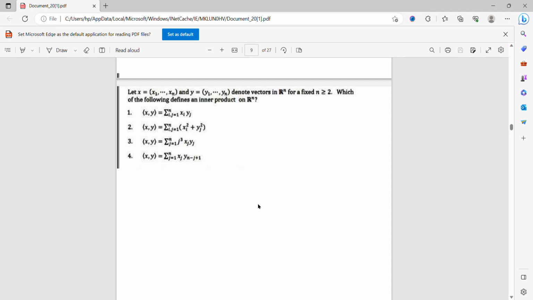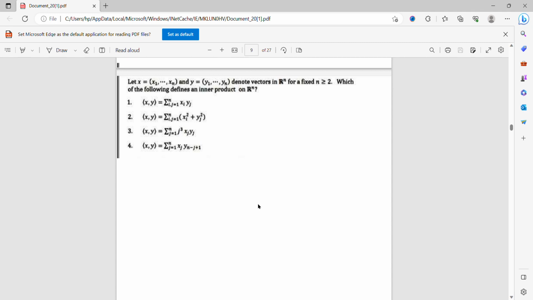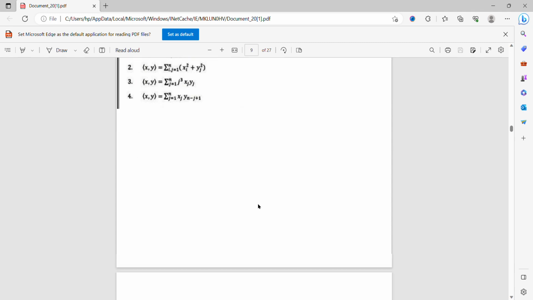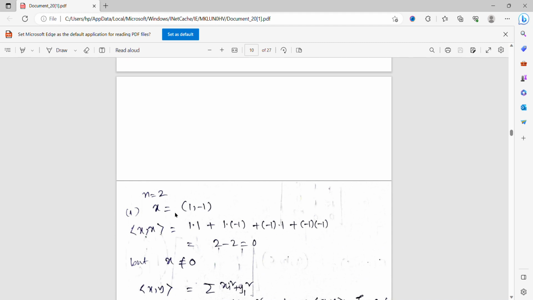So here it is asked which of the following defines an inner product on Rn. We already know the definition of inner product, and we also see whether it satisfies the condition or not. Suppose I take n equal to 2, it becomes easy. Choose x equal to (1, -1).